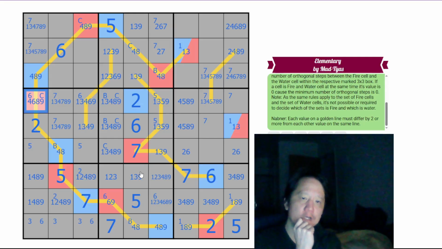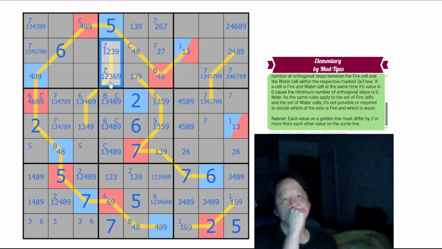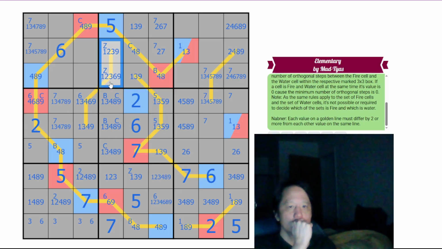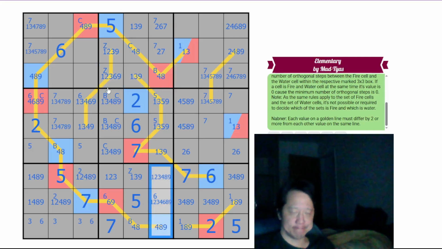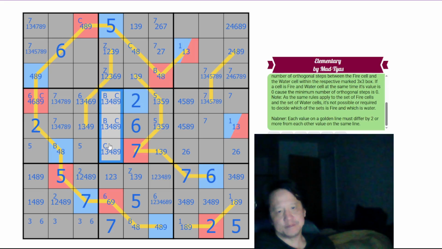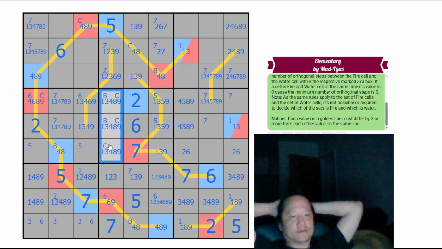Oh boy. Whatever digit is here has to be the same as that. I guess we can mark that as Z. This digit has to be one of these three. And one of these three, but that's not too helpful. Oh, jeez. This is so convoluted.